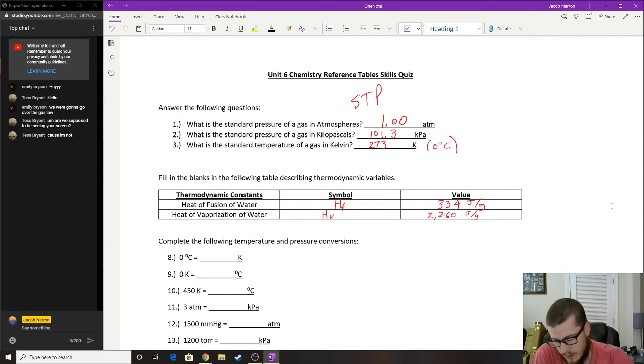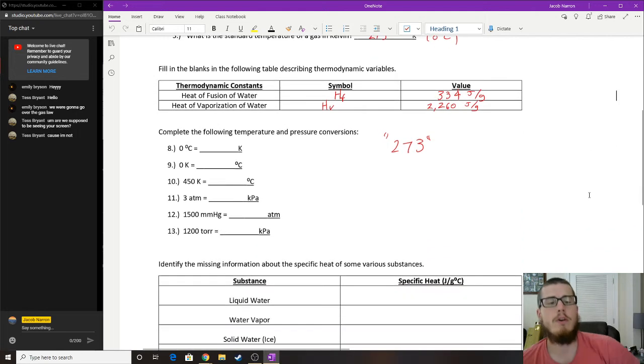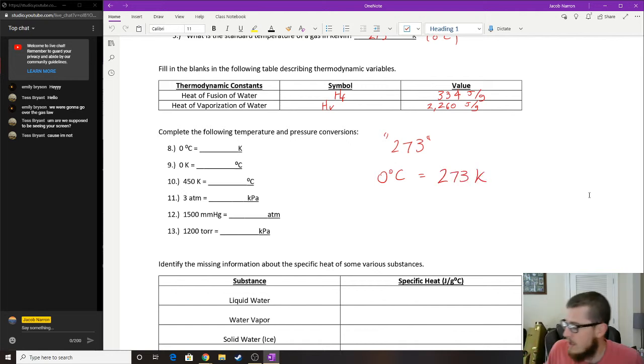All right, complete the following temperature and pressure conversions. These are pretty easy. Whenever you're going from Celsius to Kelvin or Kelvin to Celsius, you're always going to use this magic 273 number. And the easiest way to remember it is that 0 degrees Celsius is equal to 273 Kelvin, which, by the way, you don't have to remember. It's on here. Standard temperature, 0 degrees Celsius or 273 degrees Kelvin. So it's the same thing.